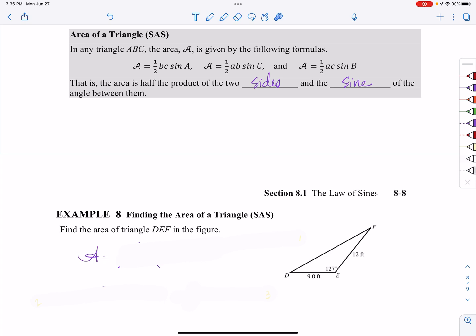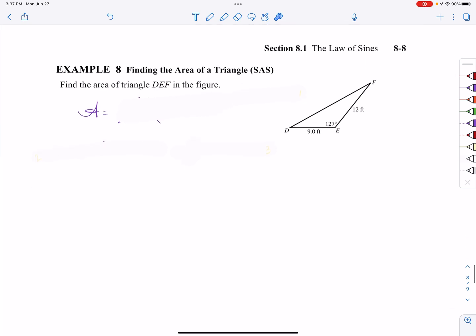There are three formulas that are given to you, but they're all three the same thing. Notice it's all going to be 1/2 times two sides times the sine of the angle that you've been given. So in English, the area is going to be half the product of the two sides and the sine of the angle between. You might ask, why do they use a weird A here? That's just so that you know the difference between area A and angle A. So that's why they've done that.